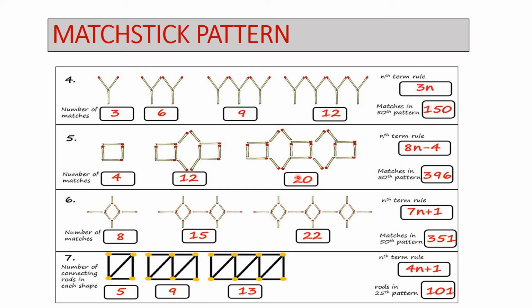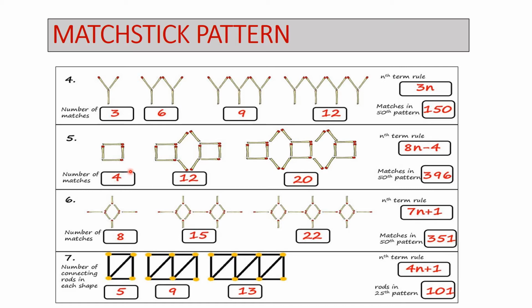Now you have to find the formula. So how can you make the formula? This first term is 4. So how will you make it? 8n minus 4. So 8n will be 8 into 1 minus 4. So 8 into 1 minus 4 is 8 minus 4, 4. Now 8 into 2, 16 minus 4, 12. 8 into 3, 24 minus 4 is 20.